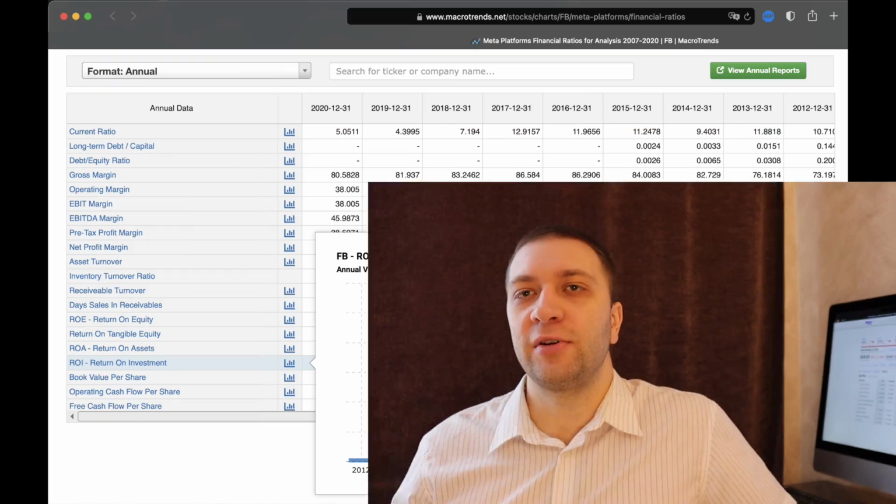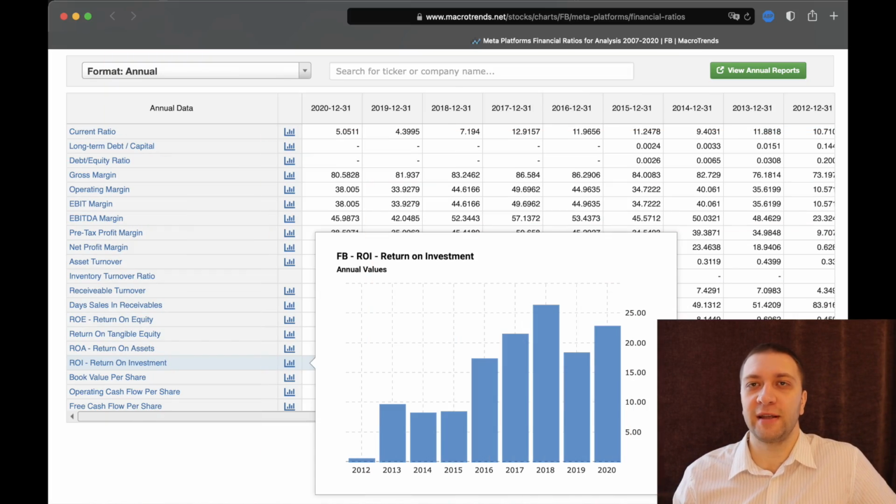First of all, it is the return on invested capital, or return on investments. You can find this using Macrotrends. Here is the way where you can find it. As you can see, for Facebook, almost all the years it was more than or around 10%. So that is a check.